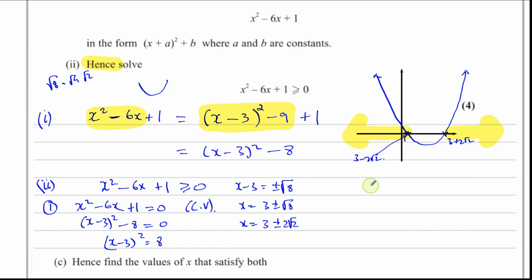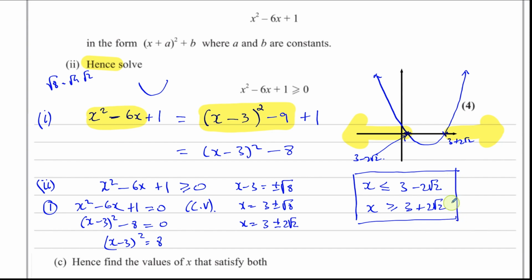So I need to solve the inequality. I'll say x has to be less than or equal to, because it's got an equal sign, I put equal to 3 minus 2 root 2. And also from this side, x must be greater than or equal to 3 plus 2 root 2. So these are the solutions for this inequality.